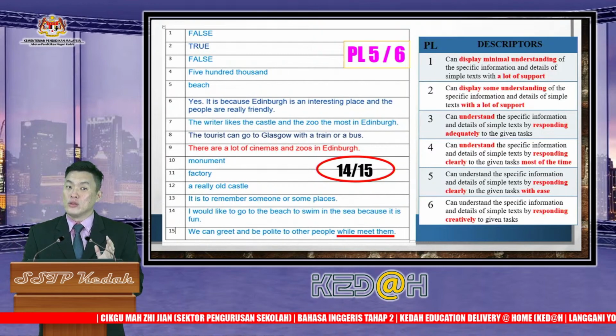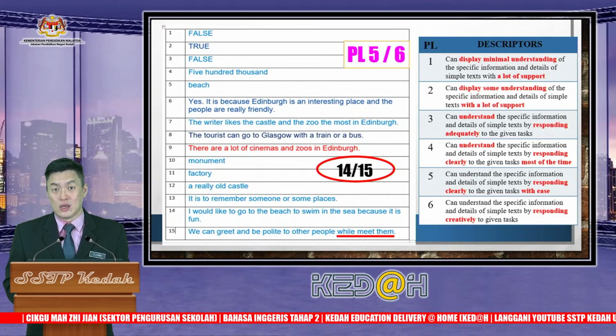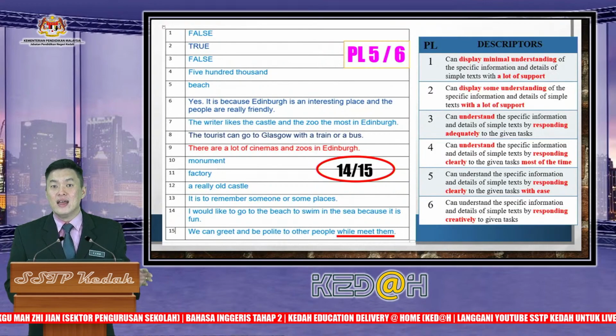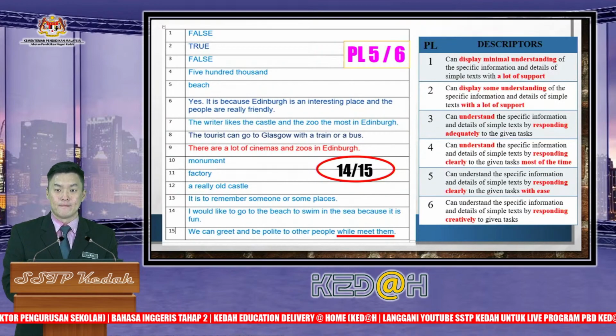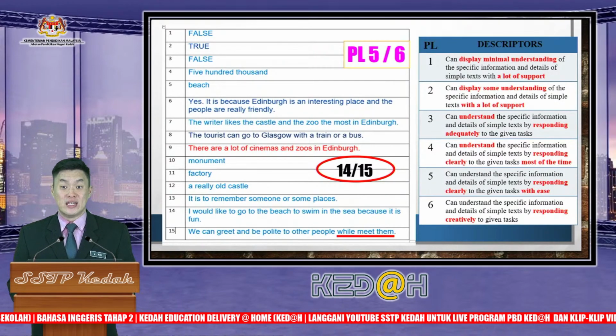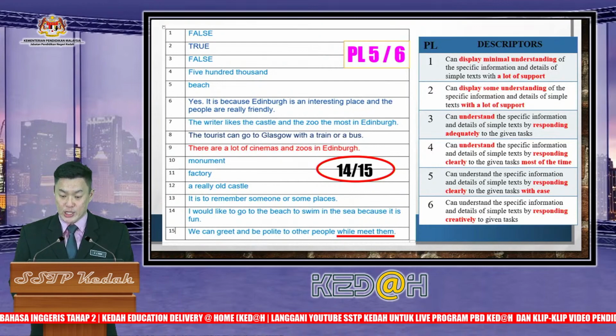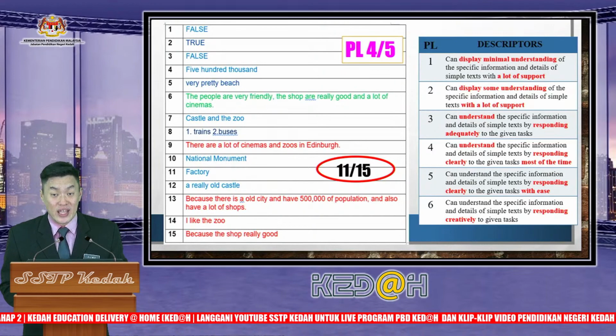So I will not penalize him on his grammatical errors, because that is unfair. That should fall under writing instead of reading. So for me, the level of performance for this student is a 5 or a 6. Now, this is another response.